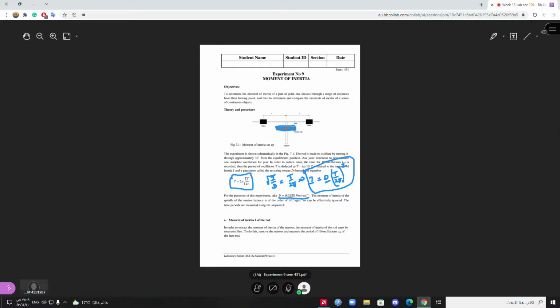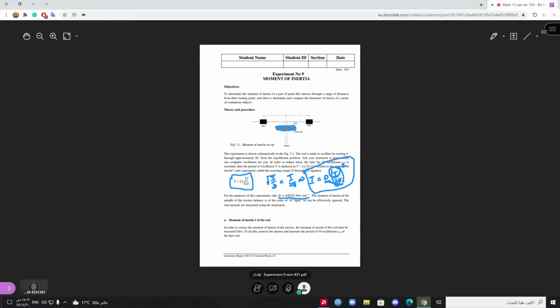Here D is a constant, 2 pi is a constant. There is only one variable in this formula, T. Substitute the T of a particular configuration of the material of the system, then you will get the moment of inertia of that particular configuration. Right? Just substitute T, you will get the moment of inertia. This is the method we are going to use to calculate the moment of inertia of the system.